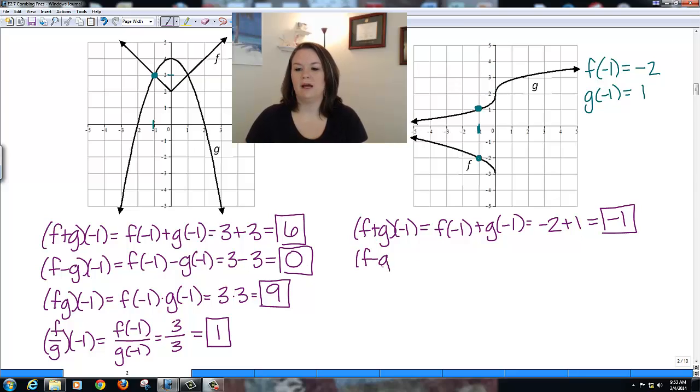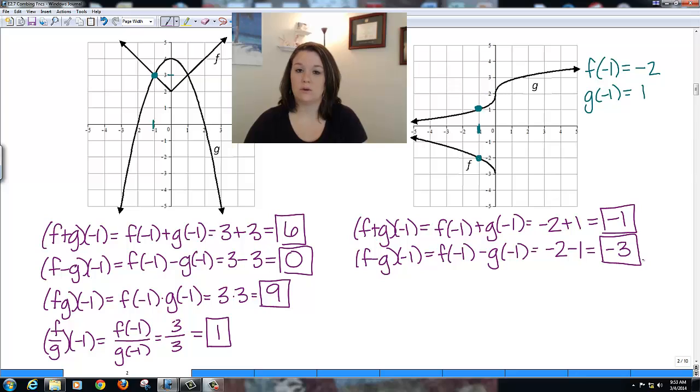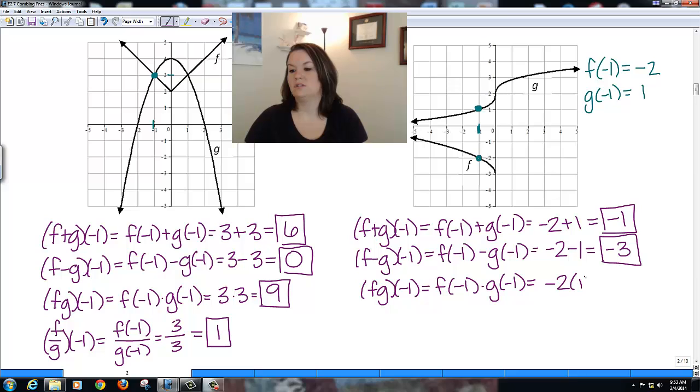Then I'm going to do f minus g of -1, which means I'm taking f of -1 and subtracting g of -1. F of -1 was -2 minus g of -1, which was 1, which gives me -3. Again, make sure you write these values in the correct order, because when you subtract and divide, order does make a difference. I'm going to do my product next, f times g of -1, which means I'm doing f of -1 times g of -1. So I'm doing -2 times 1, which gives me -2.